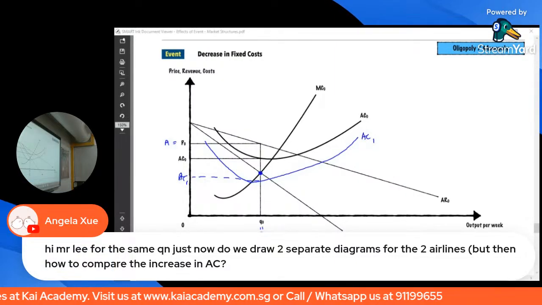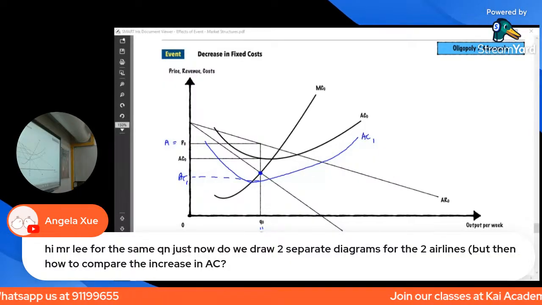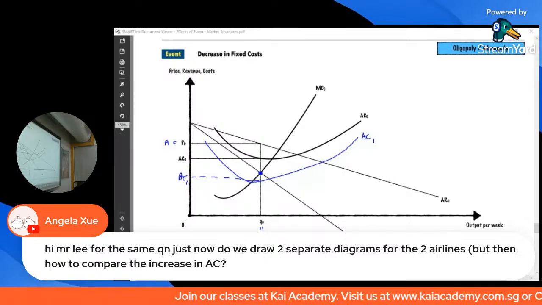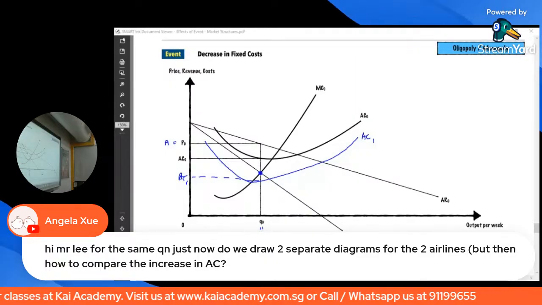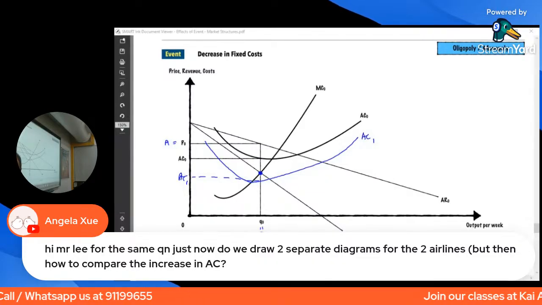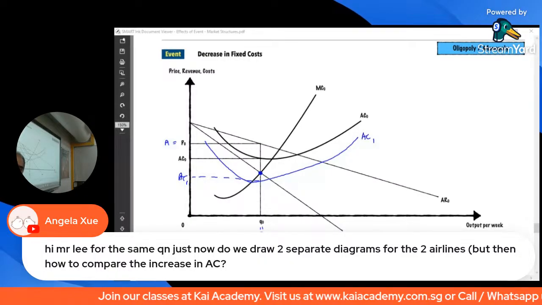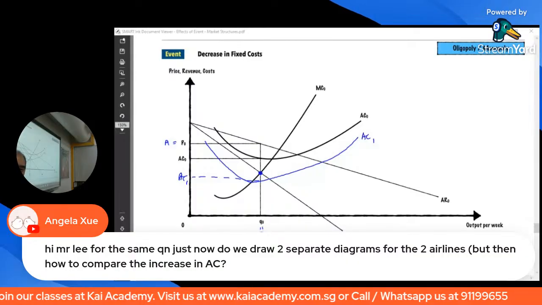All right, we got a question from Angela. Let's look at her question. For the same question just now, do we draw two separate diagrams for 2 airlines, but then compare how the AC increased. I don't remember which exact question we are looking at, Angela. I need to see the exact question. Can we take this after the live or privately? Because offhand I don't know exactly which question you're referring to. Is it the 10 series one? I also don't remember exact detail for now.